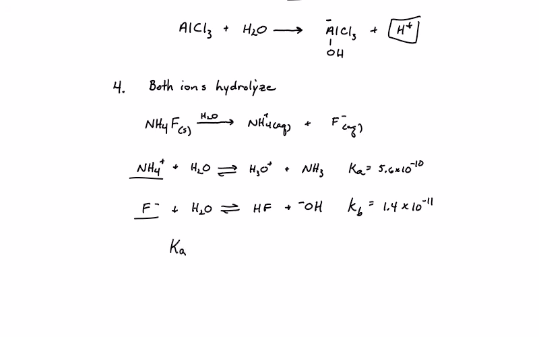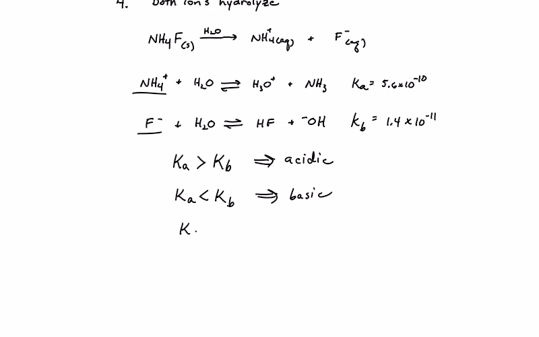So if the Ka of the one component is greater than the Kb of the other, then the solution will be acidic. However, if the Ka is less than Kb, the solution will be basic. And on the off chance that Ka equals Kb, the solution will be neutral. So we should be able to eyeball whether or not a particular salt is going to produce an acidic, basic, or neutral solution.